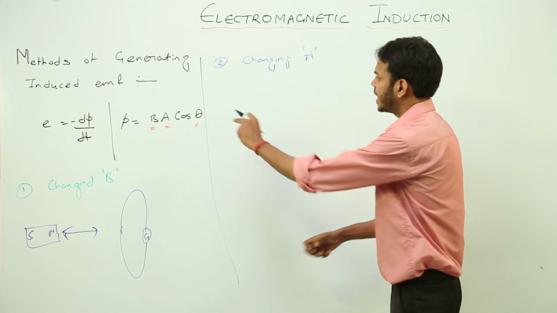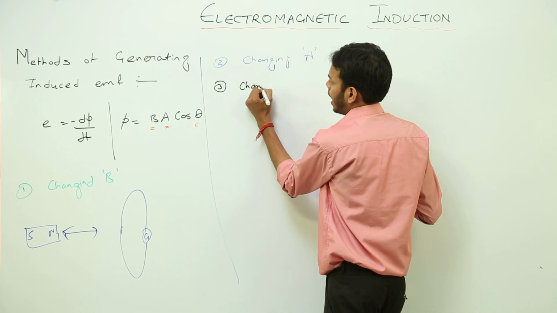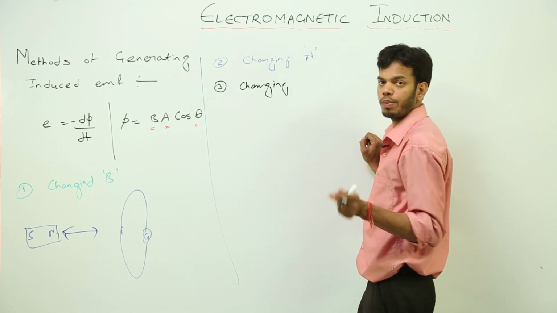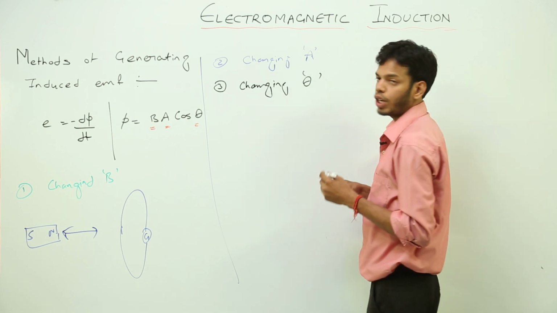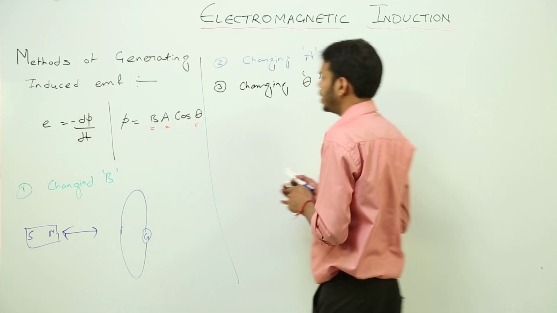The third one is by changing what? Changing theta. How can we change theta? Basically, theta is the angle between the magnetic field and the area vector, right? So by changing the orientation of the loop which is placed in the magnetic field, we can change it.